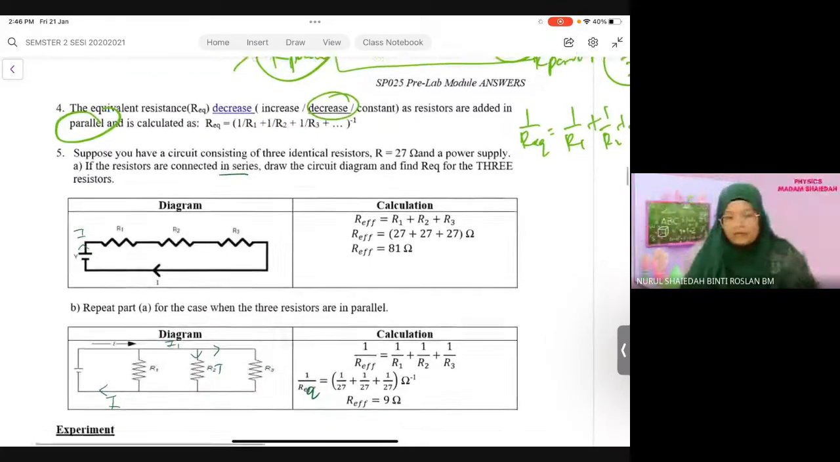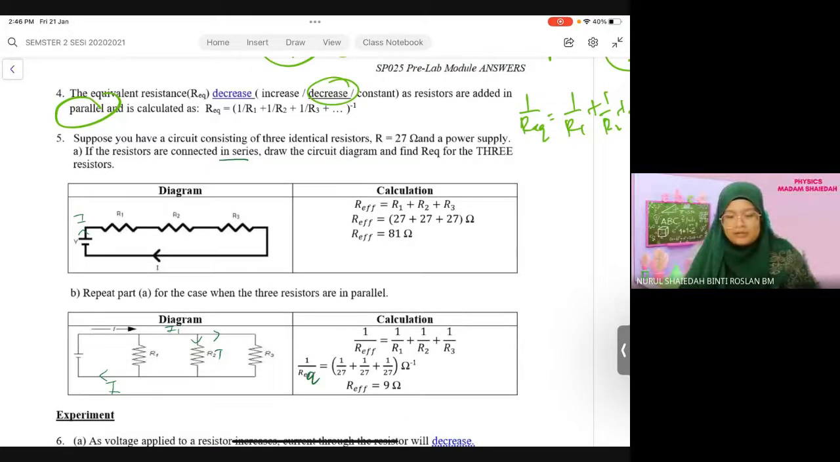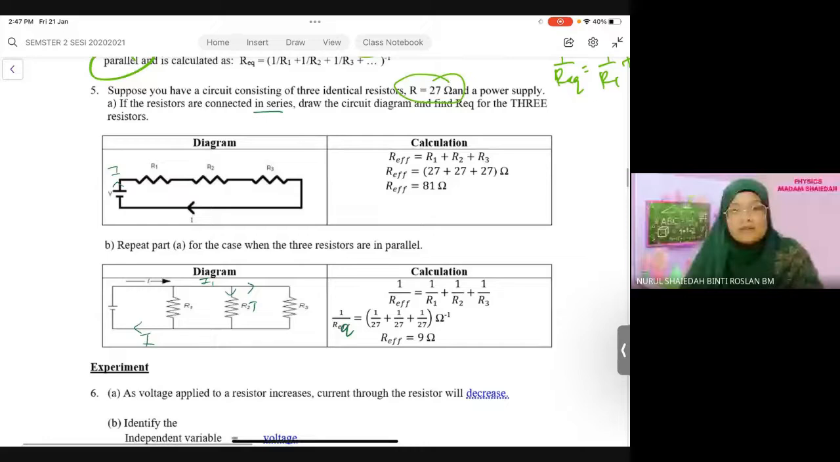Okay, number 5. Suppose you have a circuit consisting of 3 identical resistors, 27 ohm, and a power supply connected in series. Draw the circuit diagram and find R equivalent of the 3 resistors. So you have to draw all three. First you draw the power supply and then R1, R2, R3, because they mention the word 3 identical. So that's why you need to draw 3. No need to draw the current, because it only asks to draw the circuit diagram.